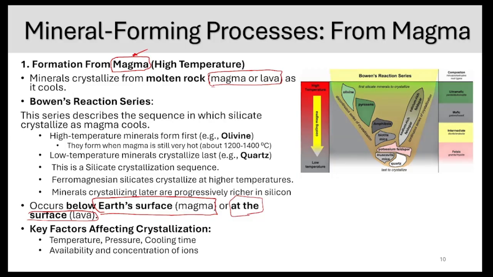As these molten rocks cool, the elements start to bond and crystallize. So minerals will crystallize from molten rocks as it cools, forming different kinds of minerals. The crystallization process follows a very specific order, and that order is defined by Bowen's reaction series.